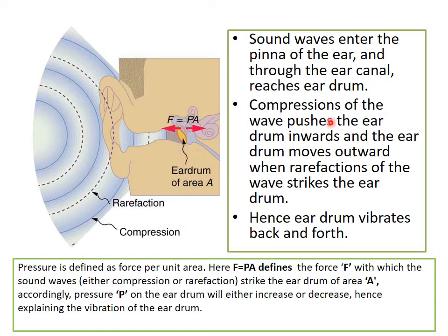When the compression of the sound waves strikes the eardrum, the pressure increases. This pressure pushes the eardrum inwards. And when the rarefaction of sound waves strikes the eardrum, the pressure decreases, pushing the eardrum outwards. Thus, the eardrum vibrates back and forth.